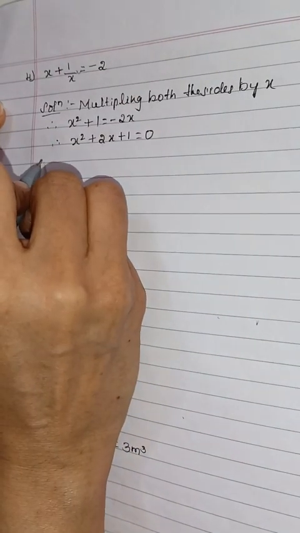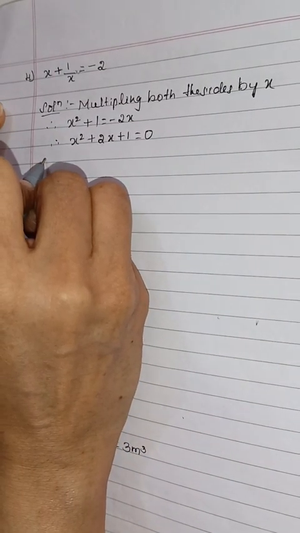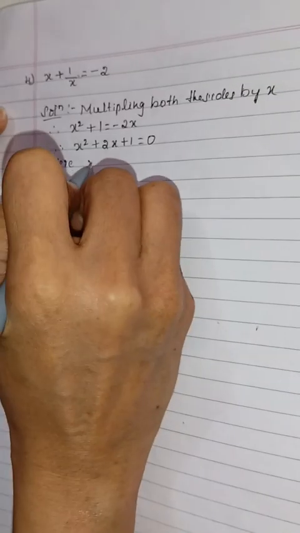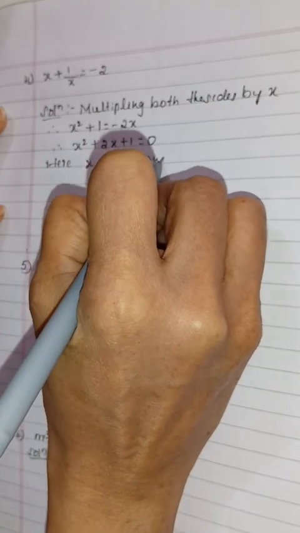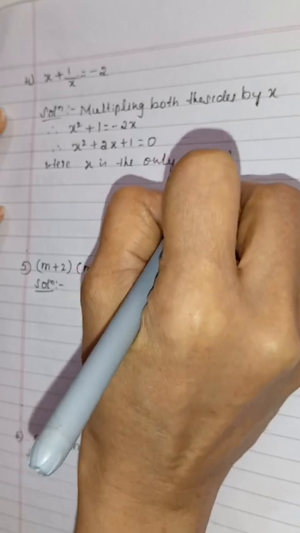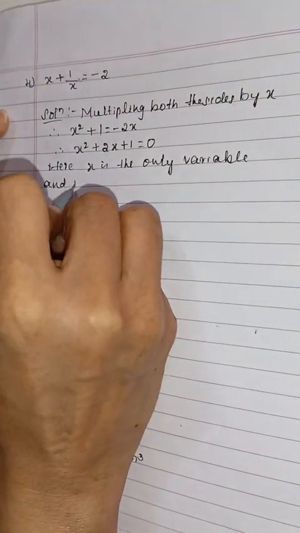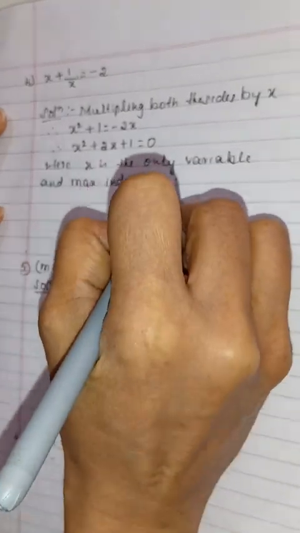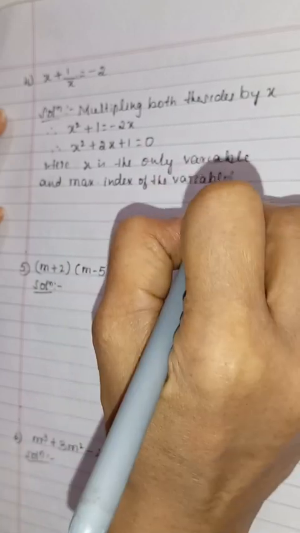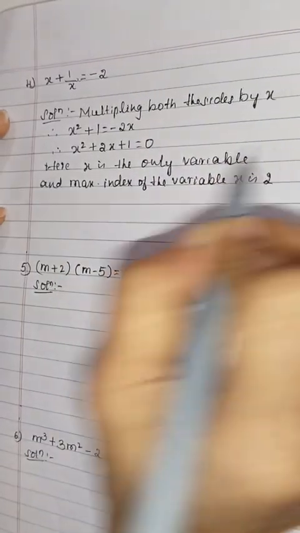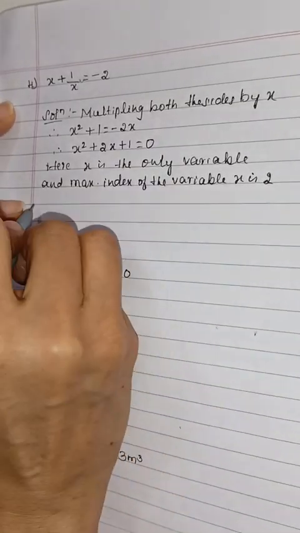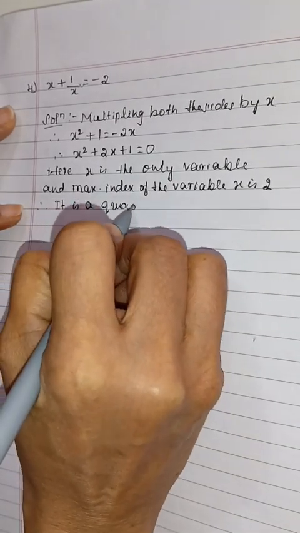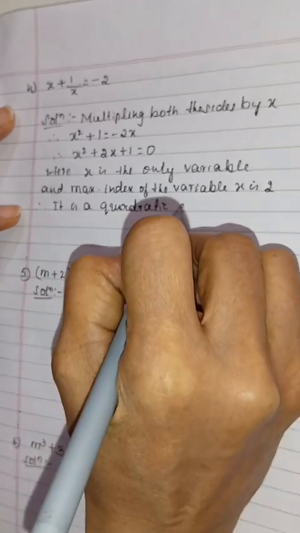Here x is the only variable, and the maximum index of the variable x is 2, therefore it is a quadratic equation.